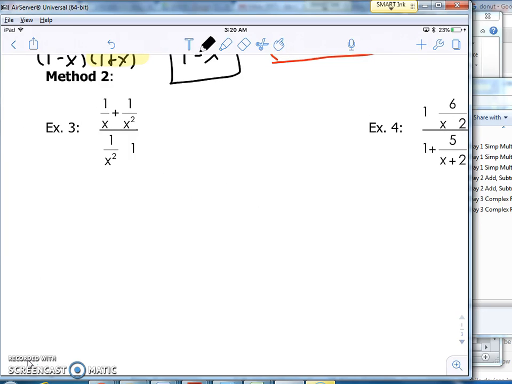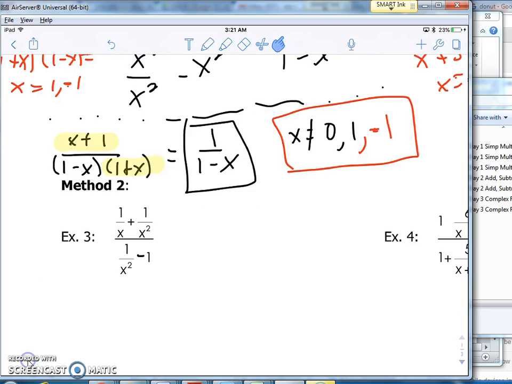Alright, so we're missing our minus here. This is the exact same thing. Sorry about that. So there is another way to do these. Instead of getting rid of all the denominators, which I prefer, you could write these as one big fraction over one big fraction, and then instead of divide, multiply by the reciprocal.